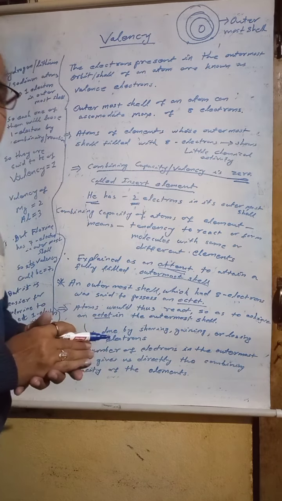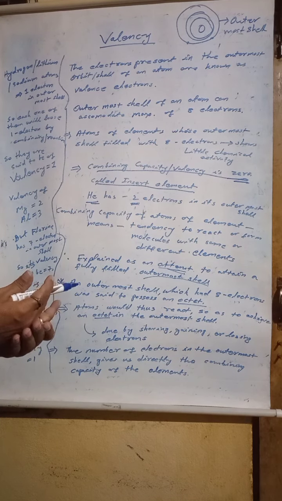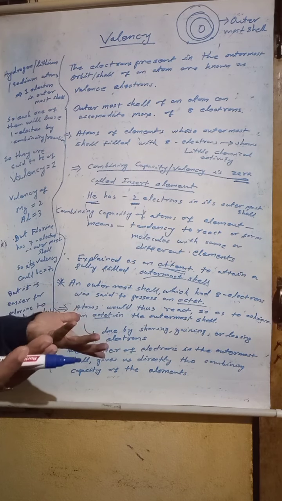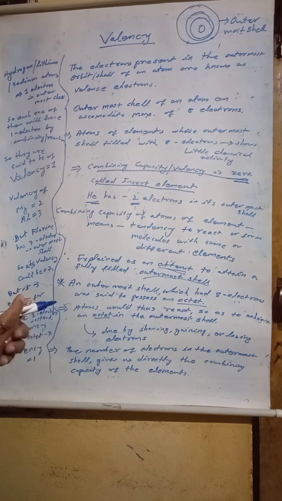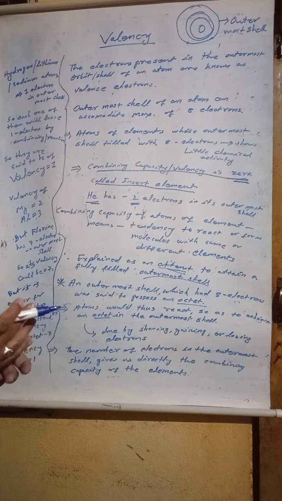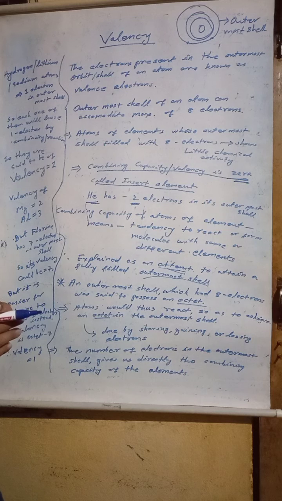So if the outermost orbit or shell already has 8 electrons, it is an octet, with little chemical activity, no tendency to react. If it has less than 8, then it has a tendency to react with others or share, to attain the octet state, that is, to attain 8 electrons in the outermost shell.